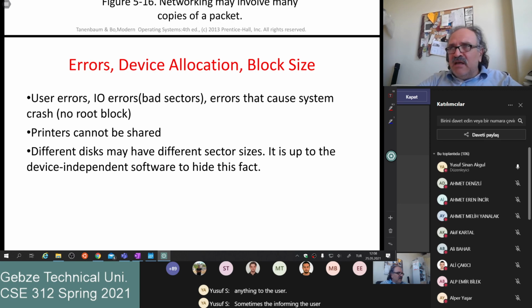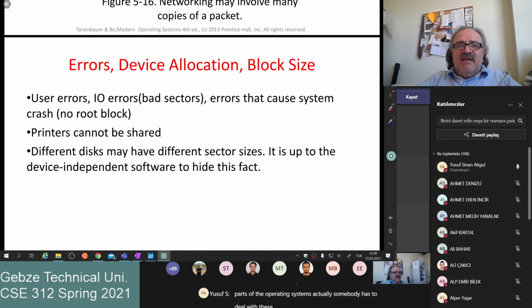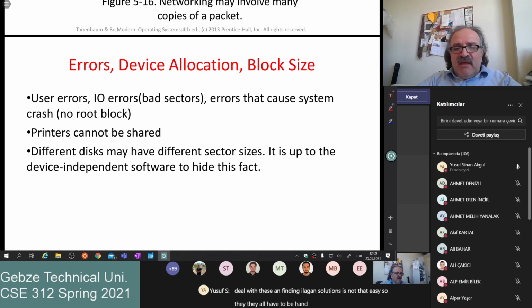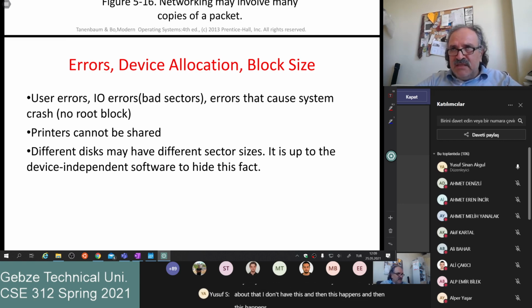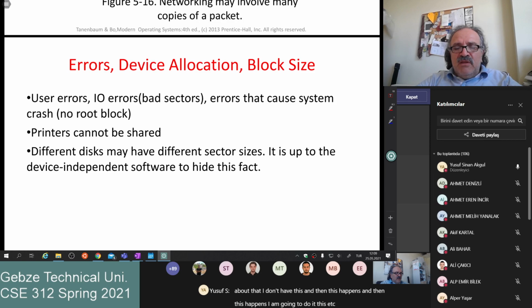And these are the ugly parts of the operating systems actually. Somebody has to deal with these, and finding elegant solutions is not that easy. So they all have to be handled one by one. If this happens, but I don't have this, and then this happens, I am going to do this, etc. So they will all need some kind of code to deal with, and operating system designers have to write code to deal with these kind of errors.